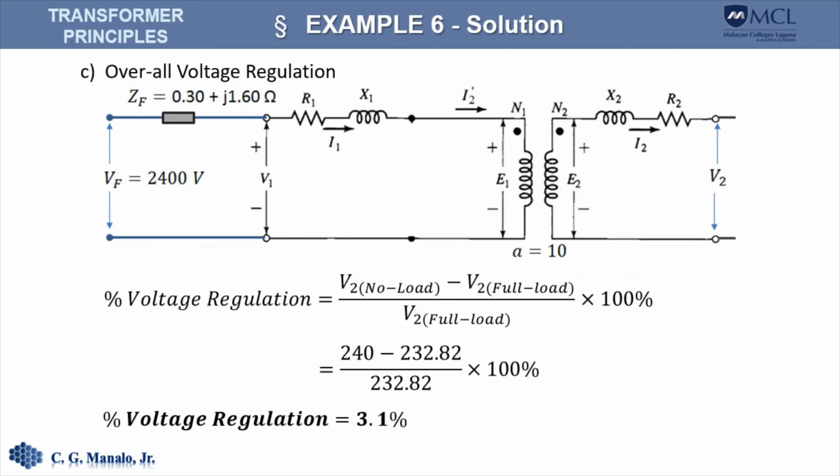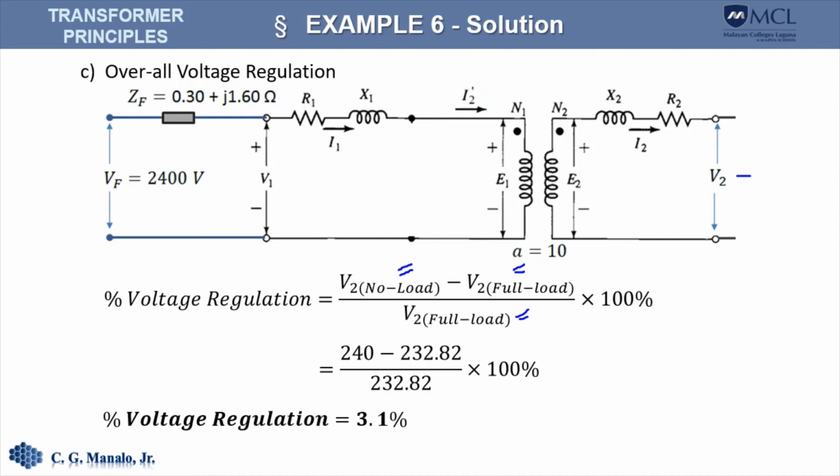Now let's go to the overall voltage regulation of the whole setup. So again, voltage regulation is defined as the output voltage at no load minus the output voltage if the load is drawing full load, divided by the voltage at full load. Now, what is the no load voltage? What is V2 if there is no load attached at the output terminals?